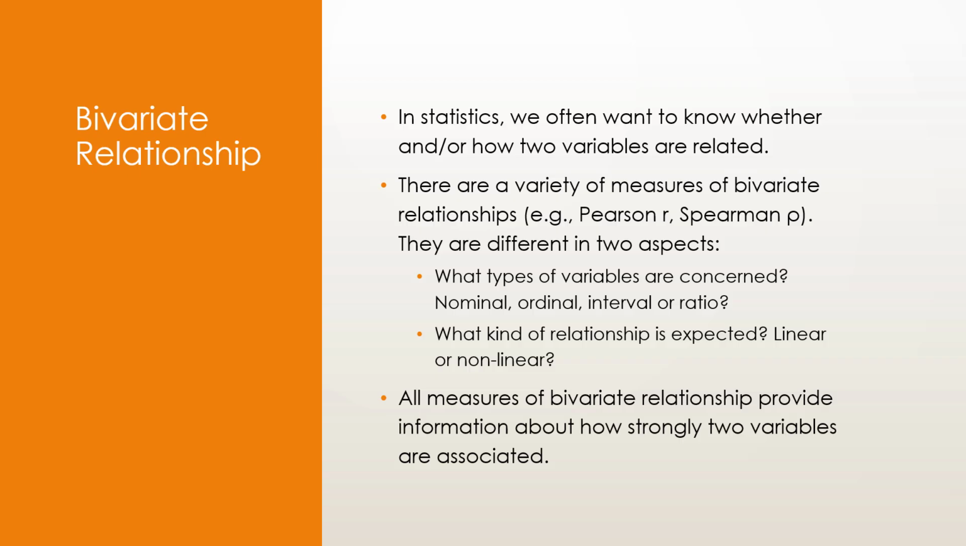All measures of bivariate relationships provide information about how strongly two variables are associated. They all focus on two key characteristics of correlation. One is the direction of the relationship, which can be positive, negative, or curvilinear. The other is strength, which refers to the magnitude of the association between the two variables.